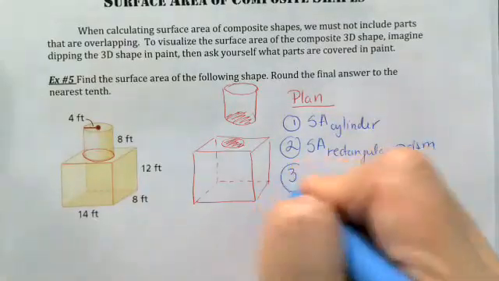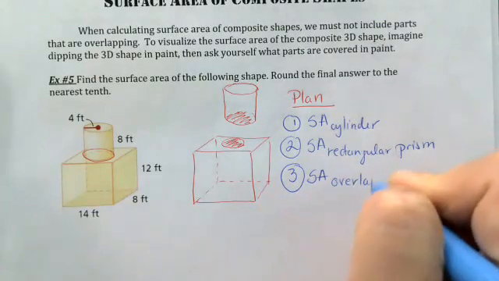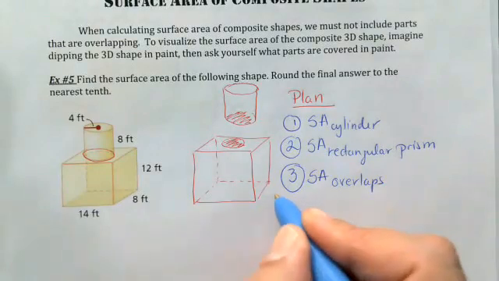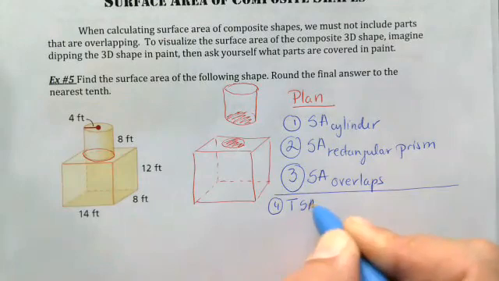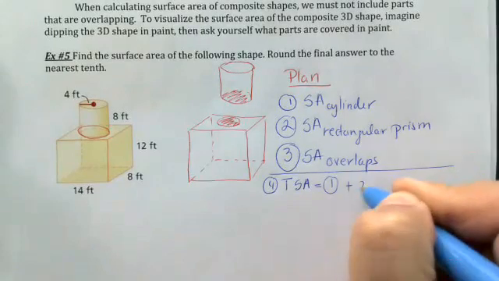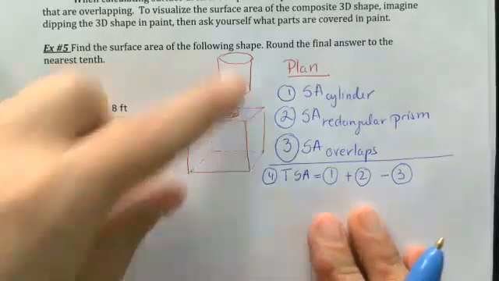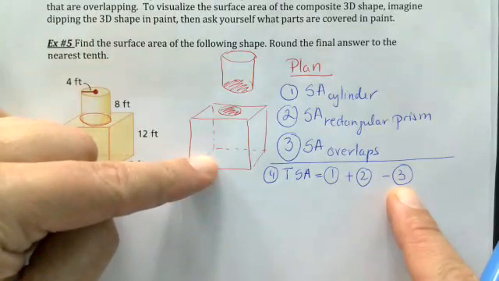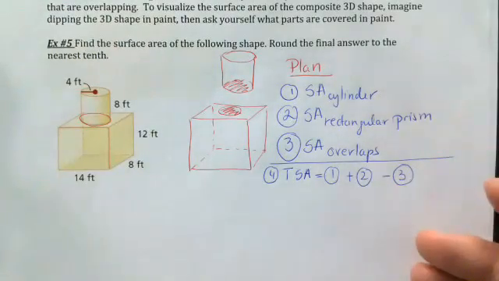In step 3, we can calculate the surface area of any overlaps. And the final step, step 4, the total surface area, is going to be 1 plus 2 minus 3. So we add the separate surface areas and we take away whatever is overlapping, and it's not going to be part of the area of the shape. That's one way of doing things, okay?